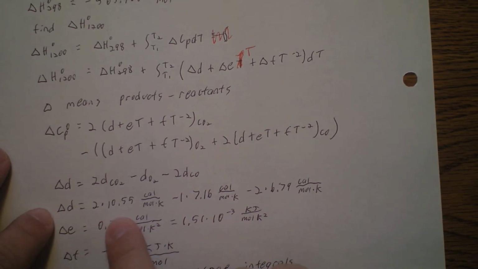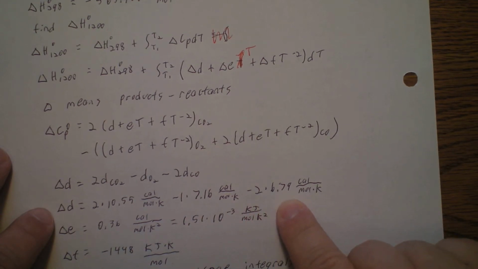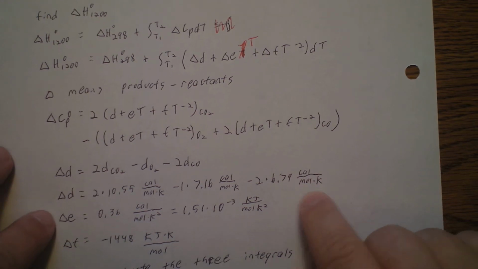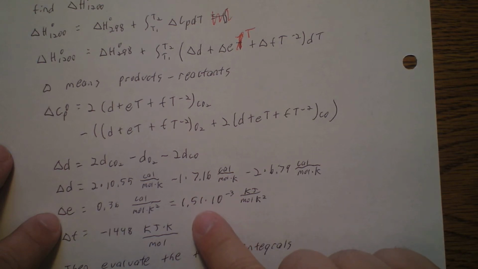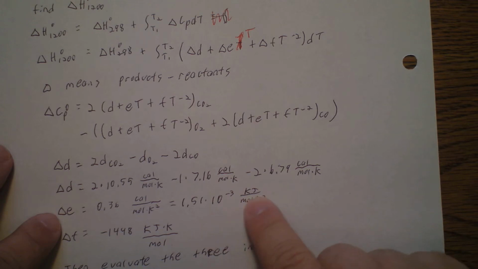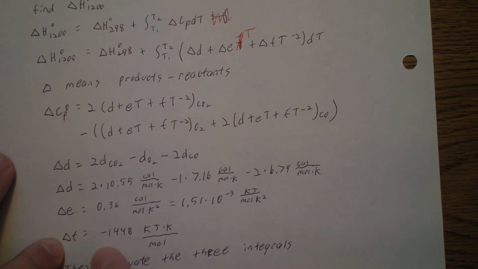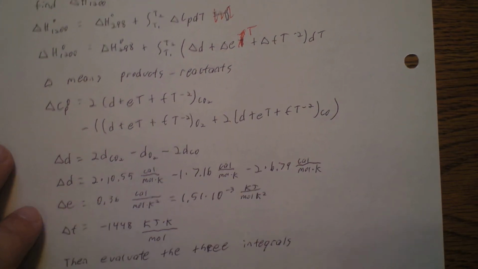So that gives us 2 times 10.55 calories per mole Kelvin minus 1 times 7.16 calories per mole Kelvin minus 2 times 6.79 calories per mole Kelvin. And then the change for E is going to be 0.36 calories per mole Kelvin squared. So that's going to be equal to 1.51 times 10 to the -3 kilojoules per mole per Kelvin squared. And then delta F, that's going to be -1448 kilojoules Kelvin per mole. And then we just have to evaluate the three integrals.